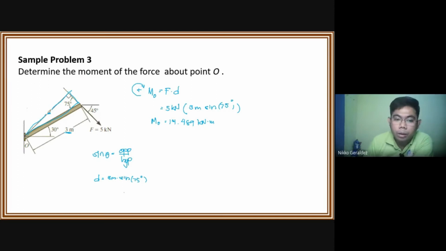So that is a clockwise moment, so positive. So that is sample problem number.